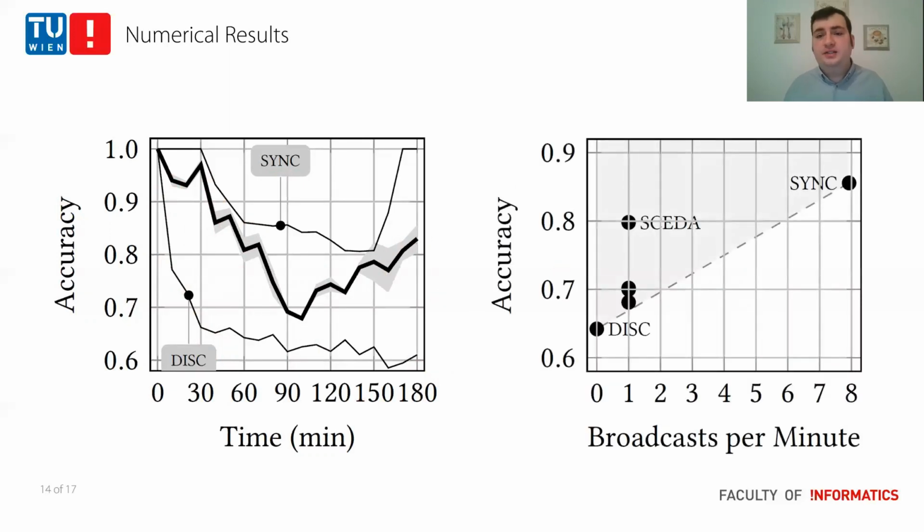We also analyze the trade-off between network overhead and accuracy. So for network overhead, we use the number of broadcasts per minute by each algorithm. So the sync algorithm requires almost 8 updates per minute, whereas the disconnected one does not make any broadcasts at all. SCADA, with only 1/8 of the broadcasts, can achieve almost the same accuracy as the synchronous case and much higher than the disconnected case and other baselines that I am not going to discuss.